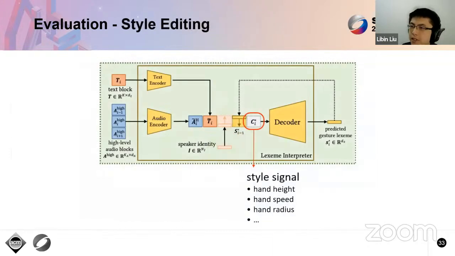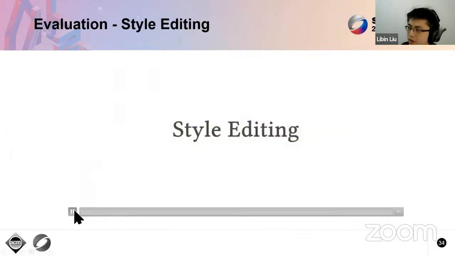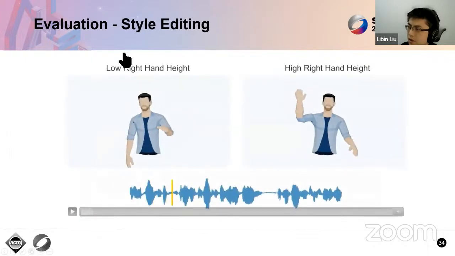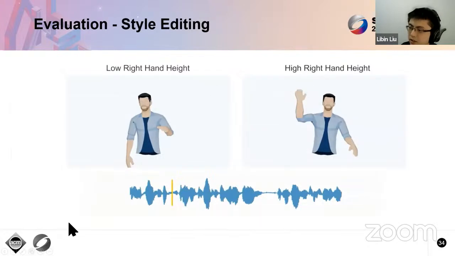The system can also be extended. We can add extra codes in addition to the style codes to control some detailed motion features. For example, we can use them to control the height of the character when it performs a gesture. Here is a very simple example. In this one we let the character use a lower right hand, and in this one a higher right hand, so you can see the difference.